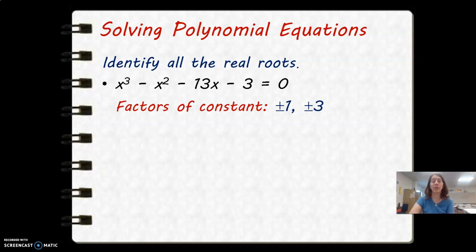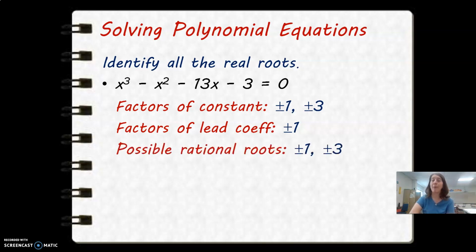What are the factors of our leading coefficient? Well, the leading coefficient's 1. What can I multiply together to get a 1? 1 times 1. So once again, the factors of the leading coefficient would be plus and minus 1. In order to come up with your possible rational roots from our rational root theorem, we're taking our constants, dividing by the leading coefficient. Just like in our first example today, the leading coefficient is 1. So dividing by 1 doesn't do anything. So our possible rational roots happen to be the same thing as our constant. So plus and minus 1 and then plus and minus 3.